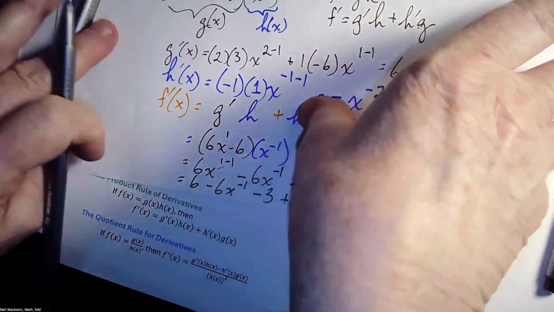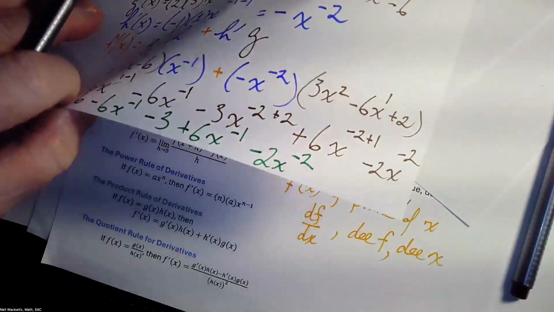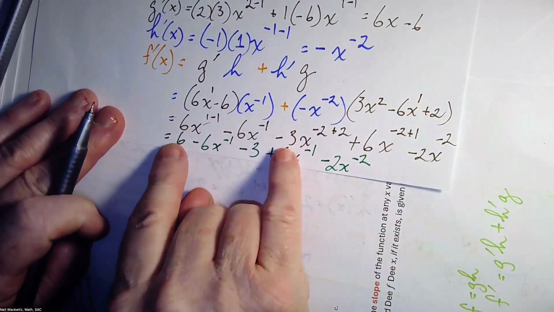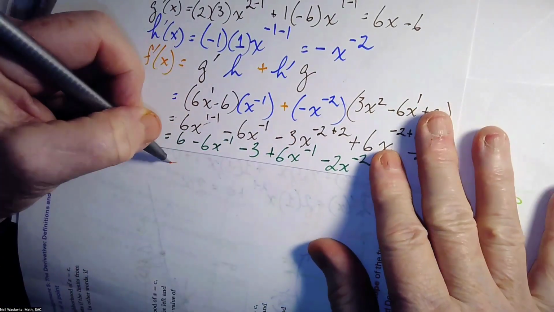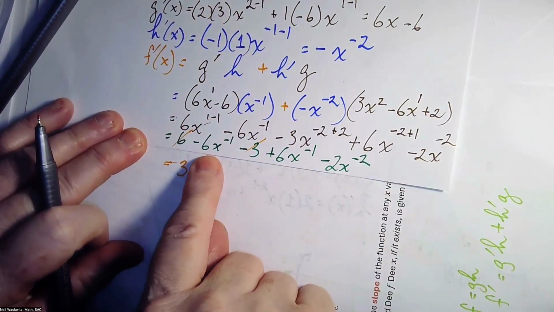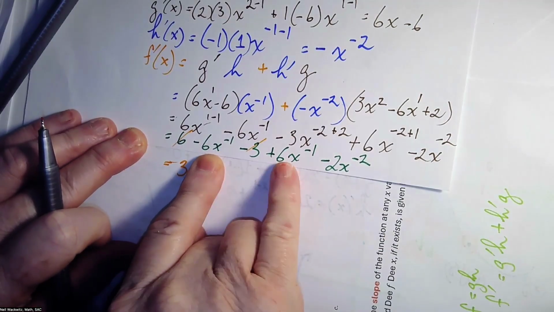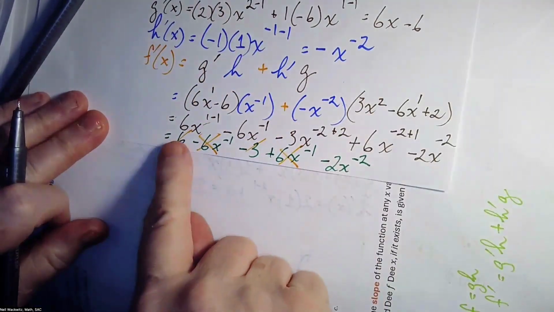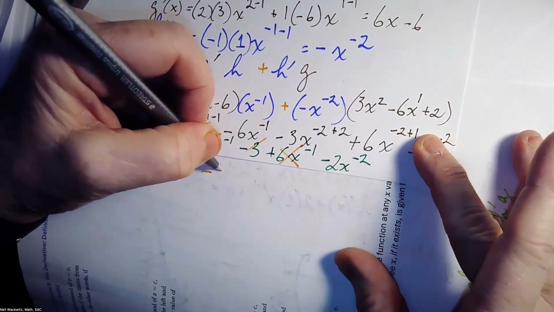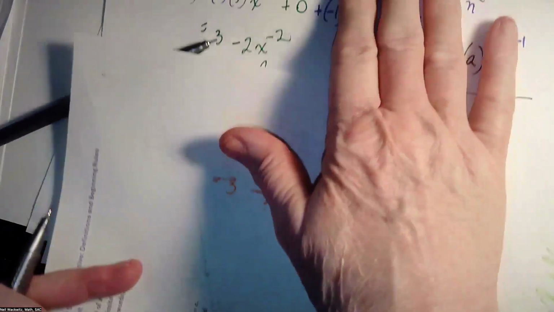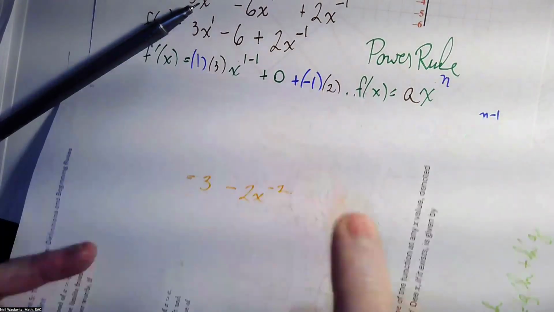Okay, let's see. Here we've got like terms. 6 minus 3 is 3. Negative 6x to the negative 1 plus 6x to the negative 1. Those just go away. We just have one more term: minus 2x to the negative 2. And that's exactly what we got before. 3 minus 2x to the negative 2.